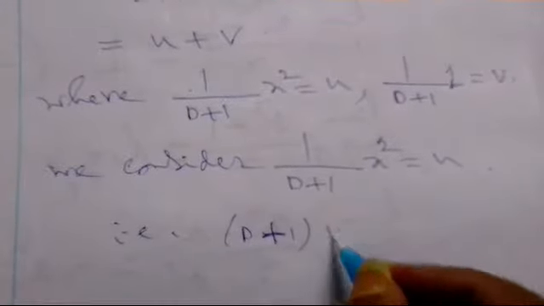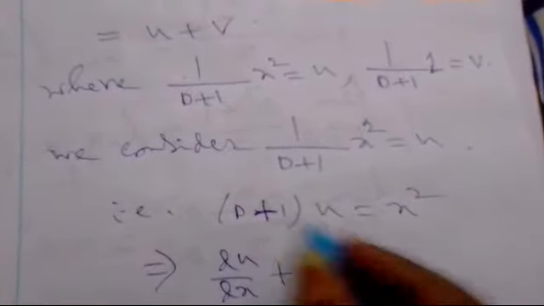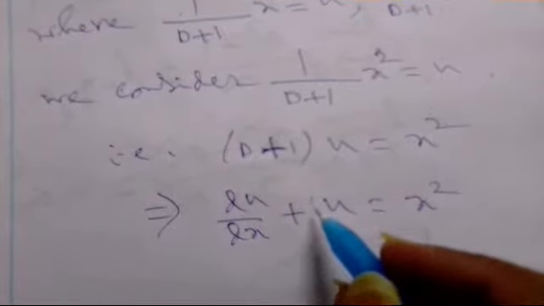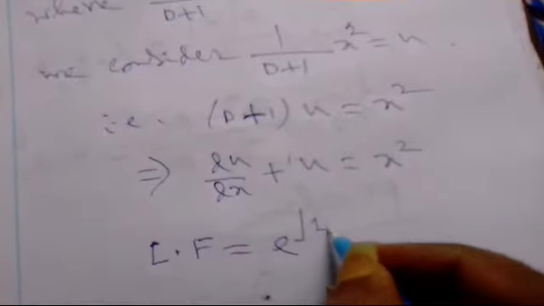That is, 1 by D plus 1 operated on x square gives u, so D plus 1 operated on u makes x square. If we take D in the form of d/dx, then du/dx plus u is equal to x square. It is a linear form, and with the integrating factor, elementary idea, where u is the function, the form is dy/dx plus Py equals Q. Here P is constant, 1. So the integrating factor is equal to e to the power of the integral of 1 dx.